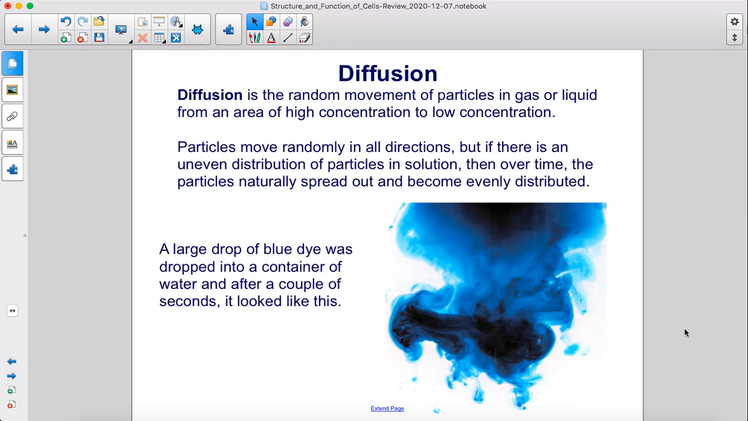Diffusion is the random movement of particles in gas or liquid from an area of high concentration to low concentration. Particles move randomly in all directions, but if there is an uneven distribution of particles in solution, then over time the particles naturally spread out and become evenly distributed. A large drop of blue dye was dropped into a container of water, and after a couple of seconds it looked like this.